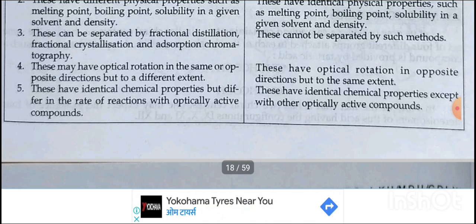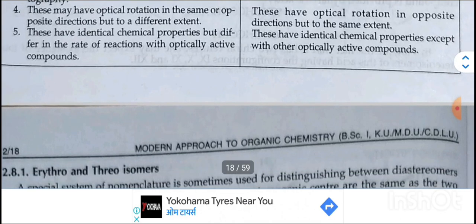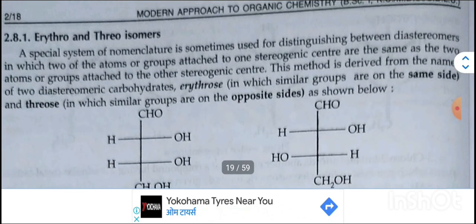Diastereomers may have optical rotation in the same or opposite direction but to a different extent. Enantiomers have optical rotation in opposite directions but to the same extent. Diastereomers have identical chemical properties but differ in rate of reactions with optically active compounds, and enantiomers have identical chemical properties except with optically active compounds.